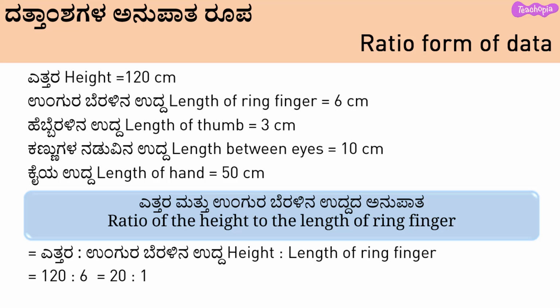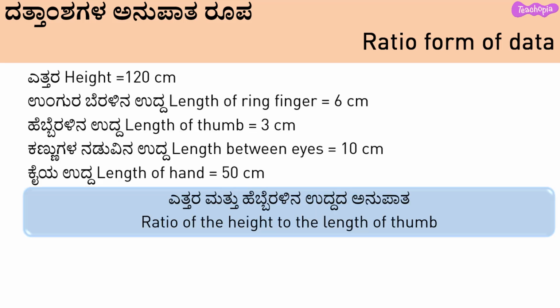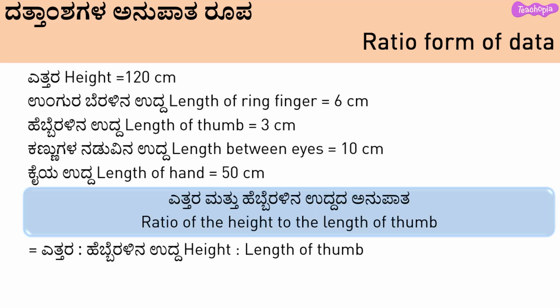Similarly, we will write the ratio between height and the length of the thumb. It will be height is to length of the thumb. Now we substitute the values of height and the length of the thumb here. When we substitute the values, it will be 120:3. Upon simplification, it yields 40:1.